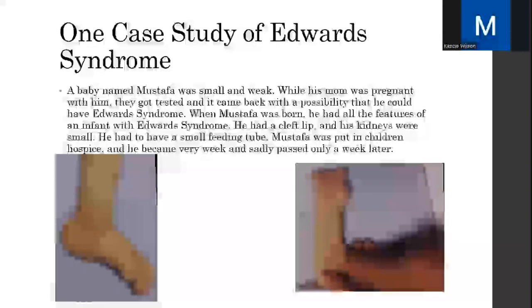He had a cleft lip and his kidneys were small. He had to have a small feeding tube. Mustafa was put in children's hospice and he became very weak and sadly passed only a week later. And then my pictures of his foot and then his hand when he was born.